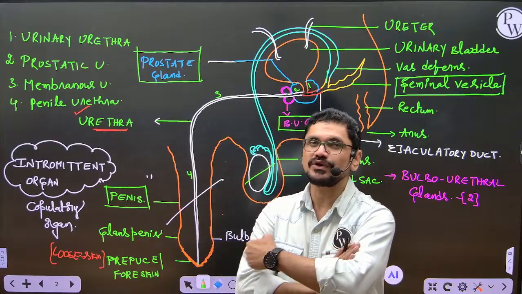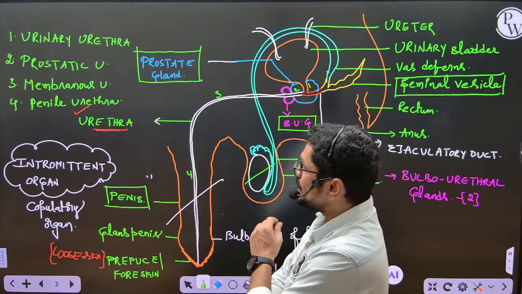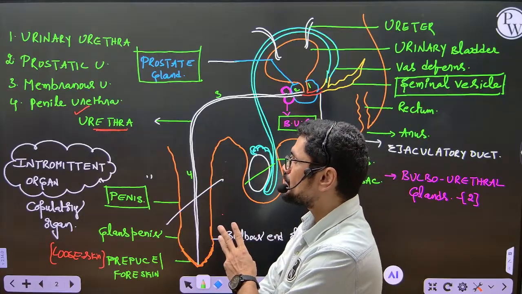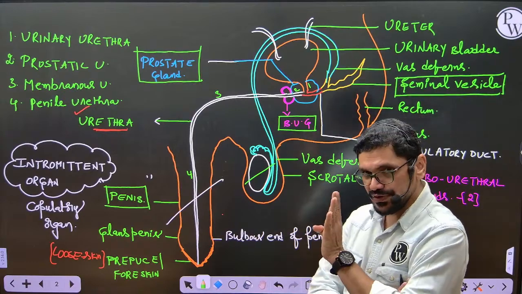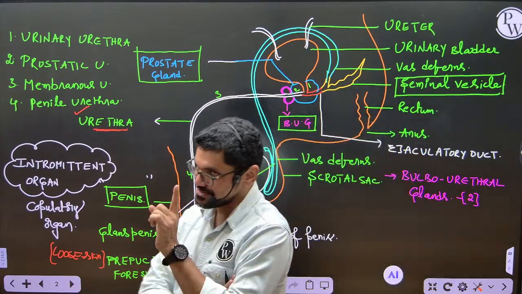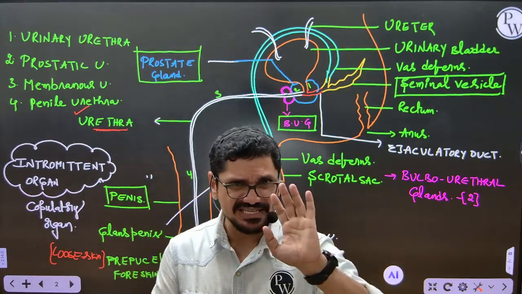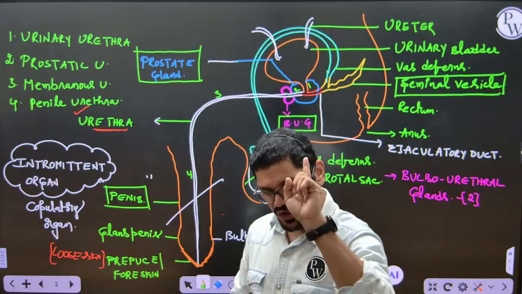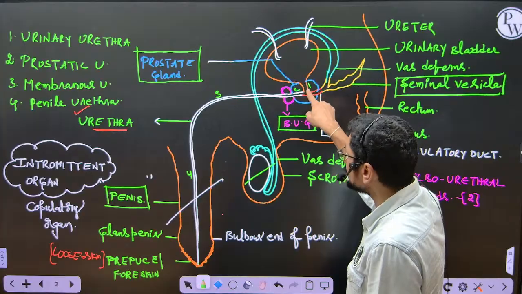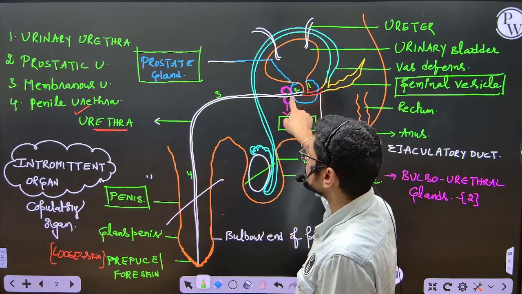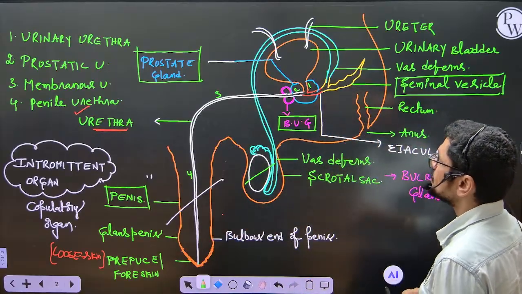So a total of four urethras are present. Clear? Urinary urethra, prostatic urethra, membranous urethra, penile urethra. Actually, these are not four urethras. Only one urethra will be there, but based on the location, we are just changing the name. It is not four urethras in fact. Only one urethra. Based on the location, we have changed the name.